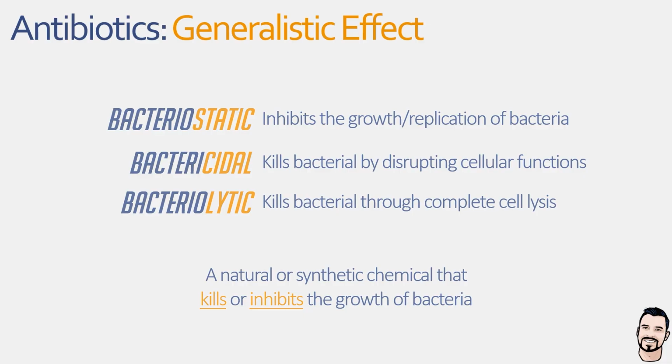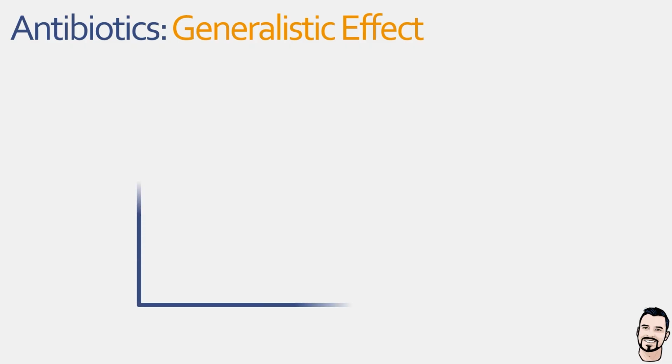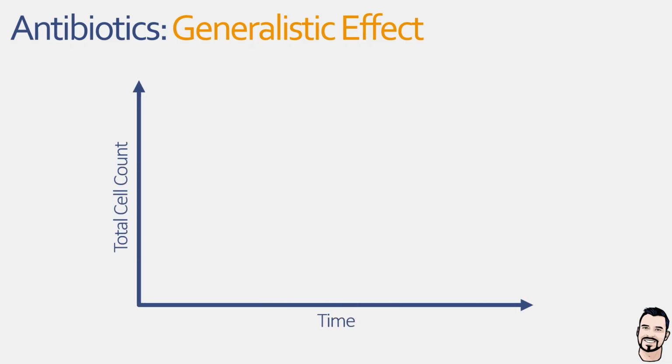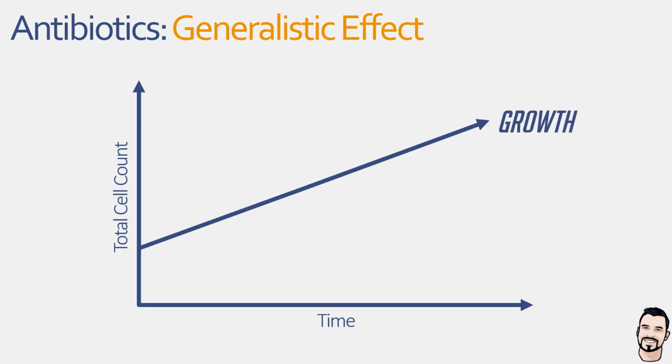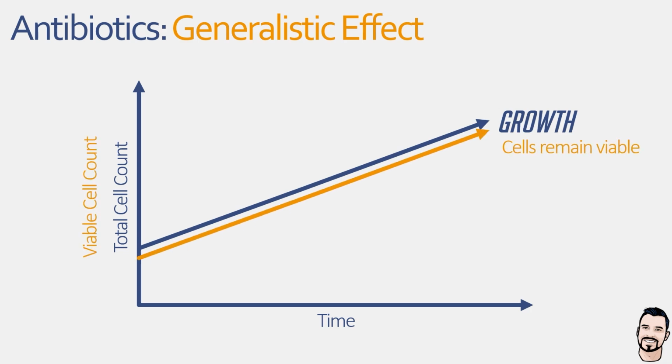ruptures. Now we can visualize these effects on a graph, and so if we were to plot the total number of cells on the y-axis and time on the x-axis, what we would see in any population that has ample resources is an increase in cell count over time as bacterial cells divide by binary fission. Now if we were to also graph the number of viable cells under standard growth conditions, we would see a parallel increase. But of course, this will change with the addition of an antibiotic.